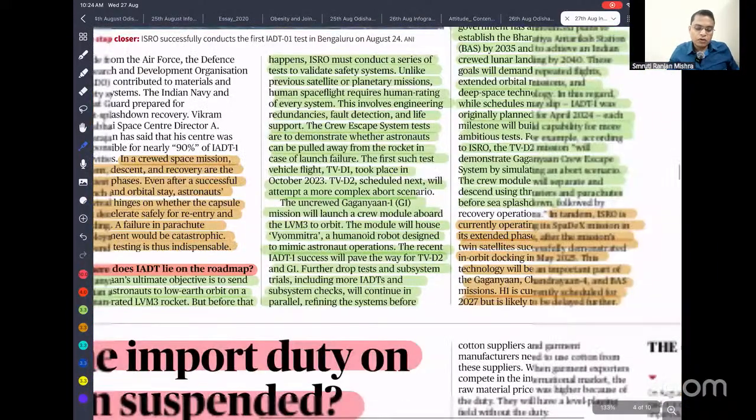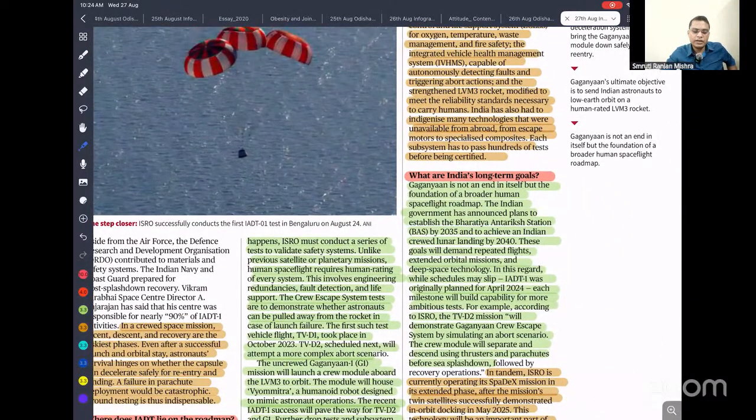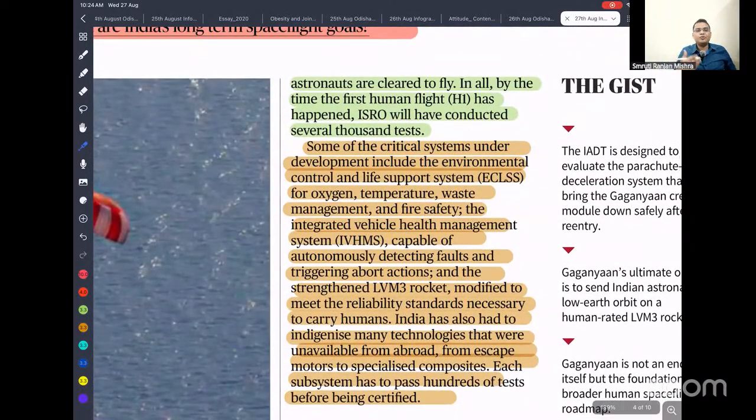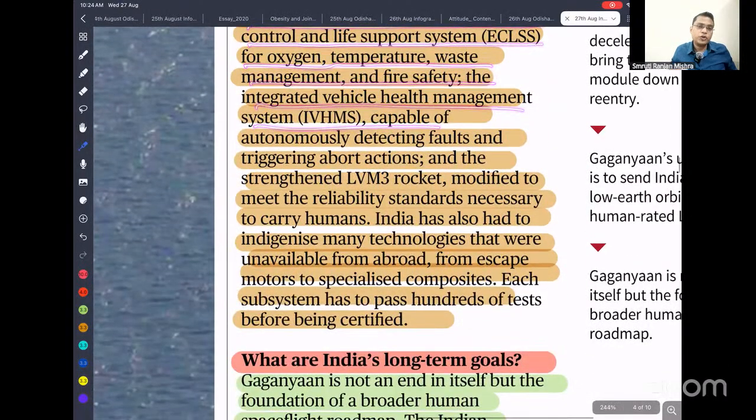Okay. So before launching our Gaganyaan, we are also going to have two or three unmanned missions where there will be a robot named Vyommitra. So that will travel, and we also need to design the life support system. Some of the critical systems under development include the environmental control and life support system for oxygen, temperature, waste management, and fire safety. These are very critical for a human space mission, because in space there will be no oxygen. Our astronauts will live in a vacuum, so we need all these things.